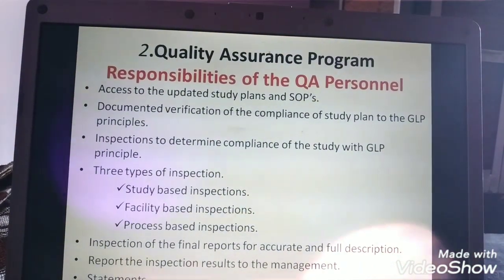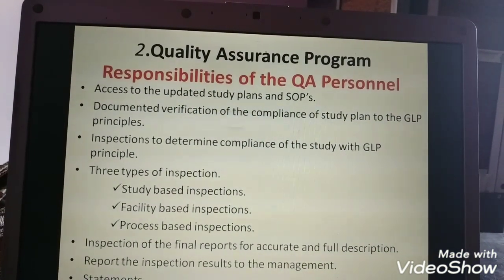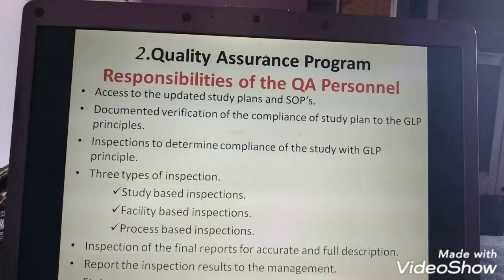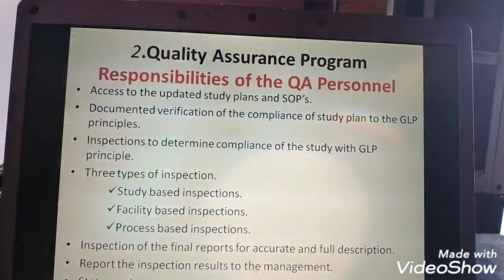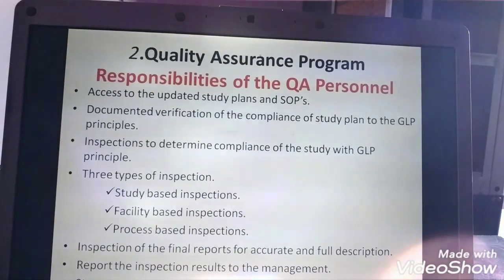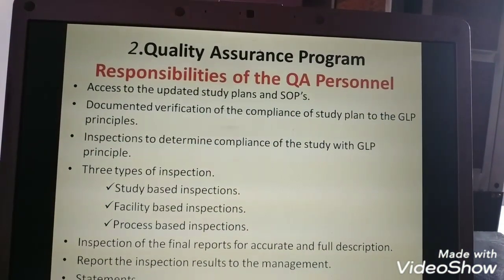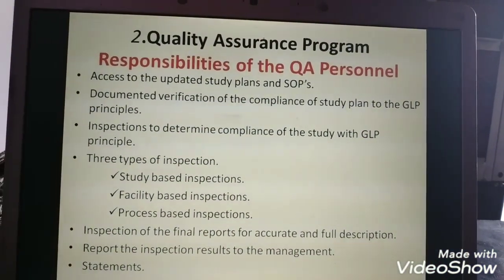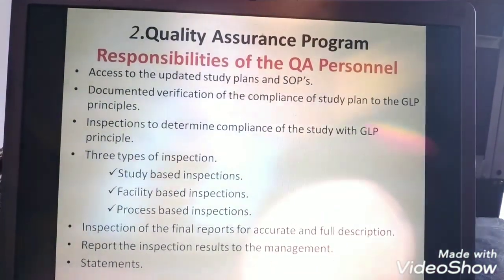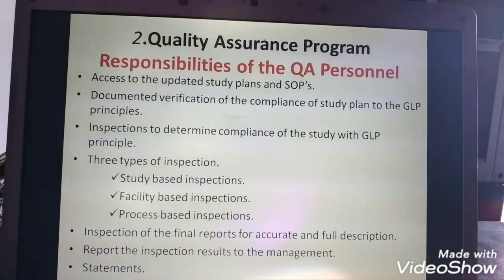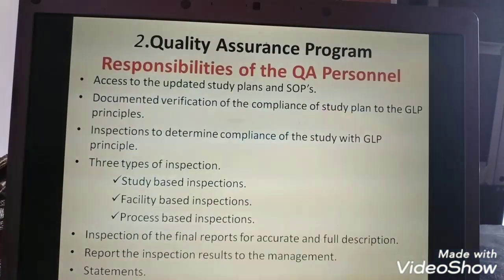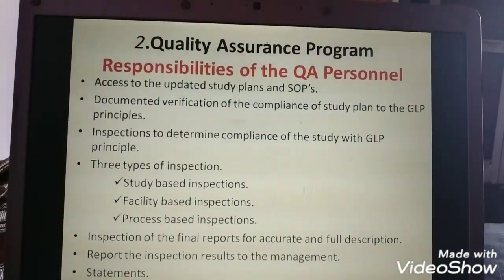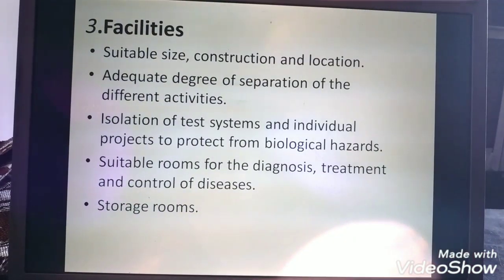Responsibilities of the QA personnel: access to the updated study plan and SOPs, documented verification of the compliance of the study plan to the GLP principles, inspection to determine compliance of the study with GLP principles. Three types of inspection: study based inspection, facility based inspection, process based inspection. Inspection of the final reports for accurate and full description. Report the inspection results to the management in statements.